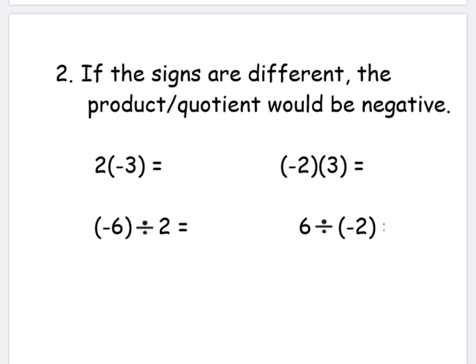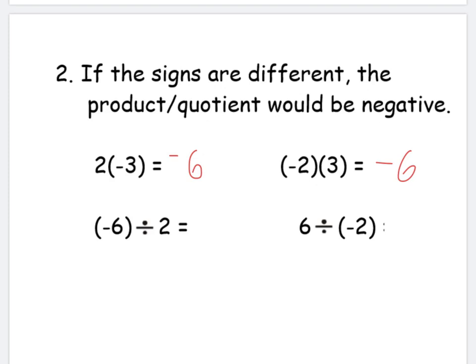So if we're looking at positive 2 times negative 3, the signs are different, so that means my answer is going to be a negative, and then 2 times 3 still is 6. Same thing with our other example. If I have negative 2 times 3, my answer is still negative because I have one sign that's positive, one sign that's negative, and then 3 times 2 gives me 6.